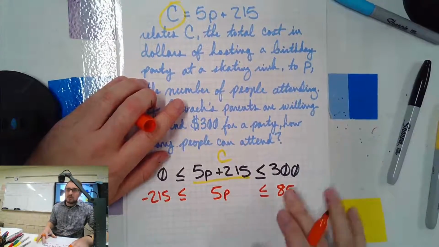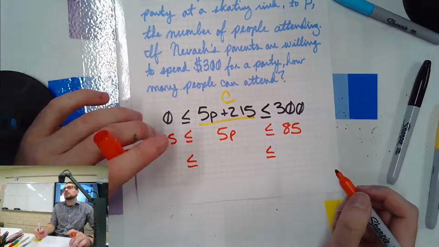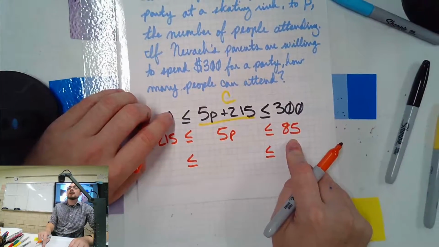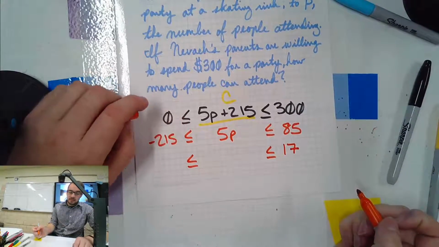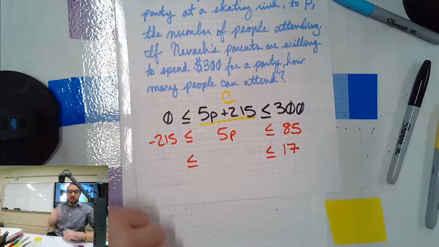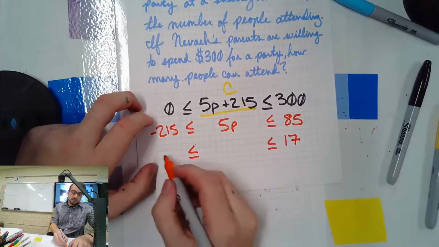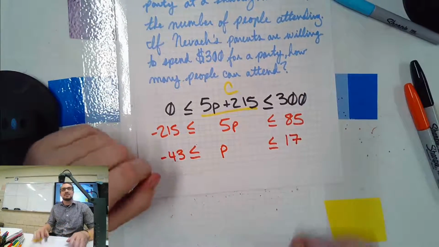5 p's left over. We divide by 5, right? Do I need to flip the signs? 85 divided by 5, what's that? Better question, 100 divided by 5. 20, so we're 15 shy. So it's going to be 17. What's 215 divided by 5? Better question, what's 200 divided by 5? 40. What's 15 divided by 5? 43. You don't need calculators. Break it down.